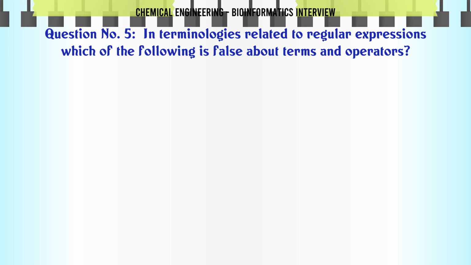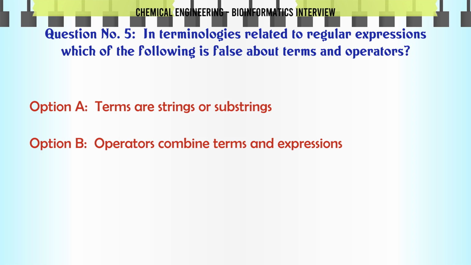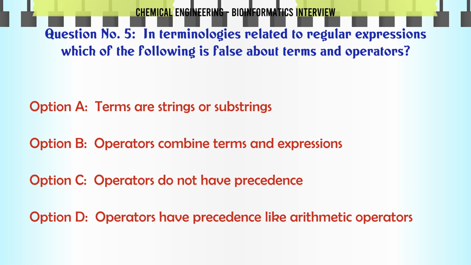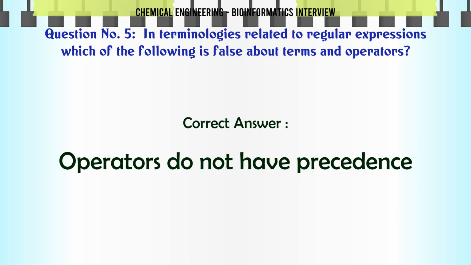In terminologies related to regular expressions, which of the following is false about terms and operators? A. Terms are strings or substrings. B. Operators combine terms and expressions. C. Operators do not have precedence. D. Operators have precedence like arithmetic operators. The correct answer is operators do not have precedence.